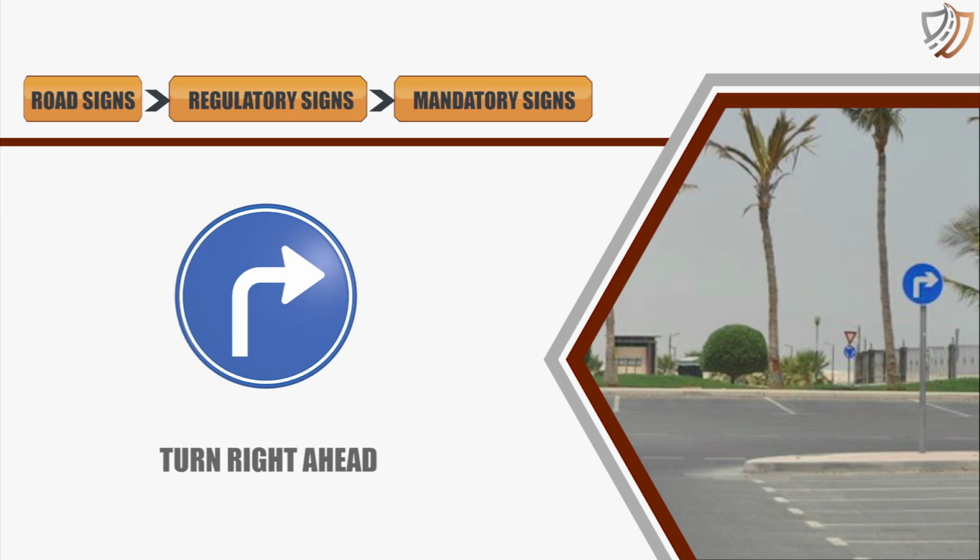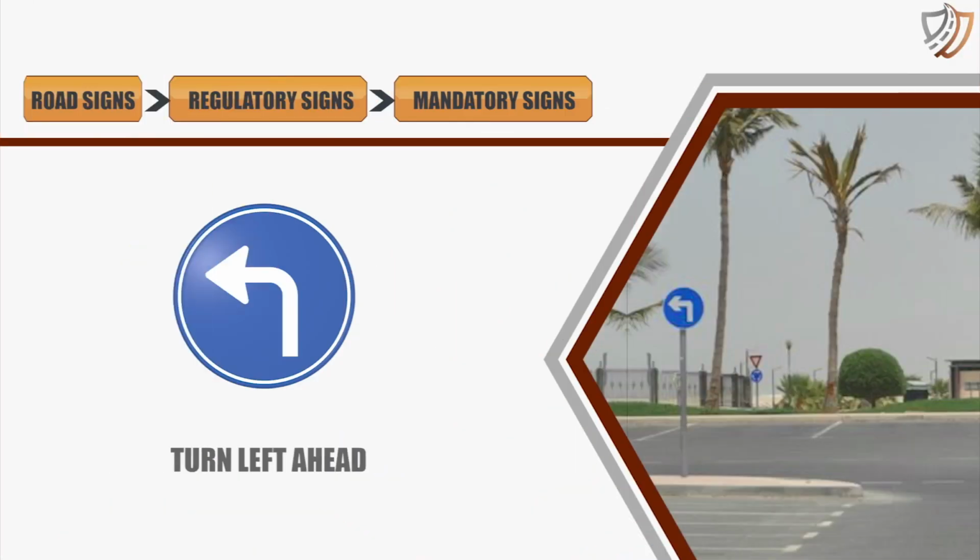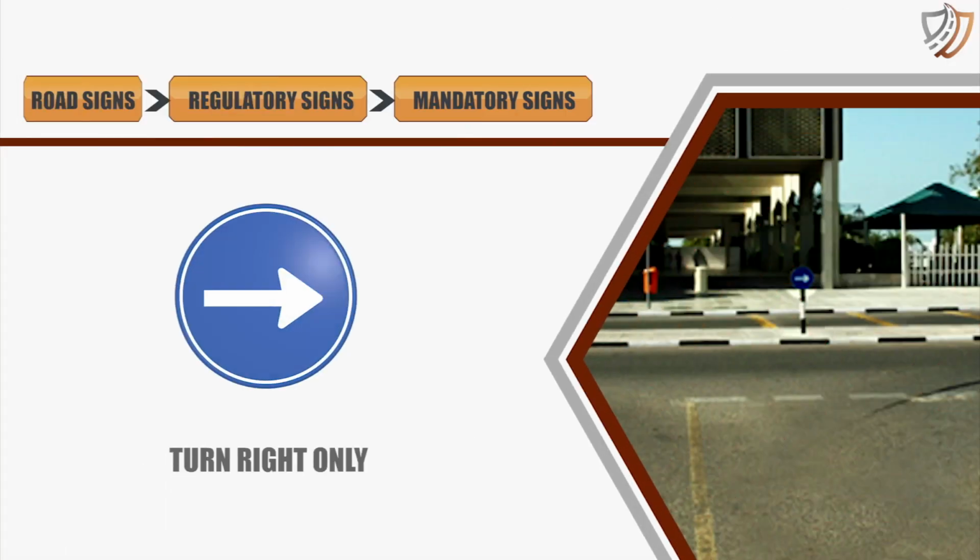It is used on minor roads which alert motorists in advance that there is a one-way road ahead. In case the arrow is reversed, pointing towards the left, you must turn left ahead. Turn right only. Turn right sign means that a motorist must only take the right direction.